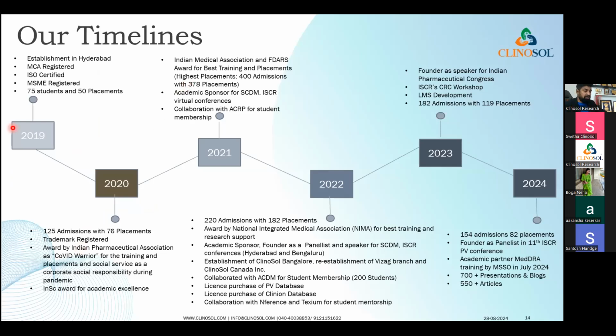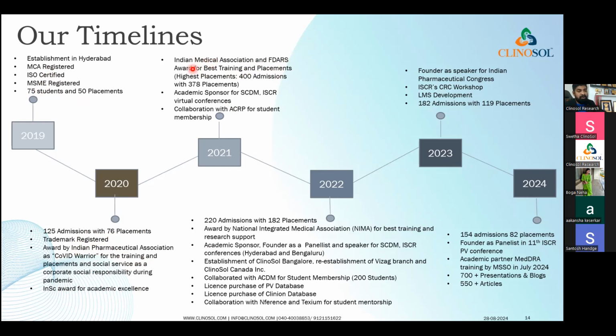In 2019, we started this organization. We established it in Hyderabad, as an MSME and private limited firm, registered with the Indian government. We started with 75 students, and we got 50 placements in the first year itself. Then in 2020, 125 admissions, 76 placements, a trademark, and awards by the Indian Pharmaceutical Association and the INSE award. In 2021, we got the IMA Indian Medical Association and FDRS award for best training and placements.